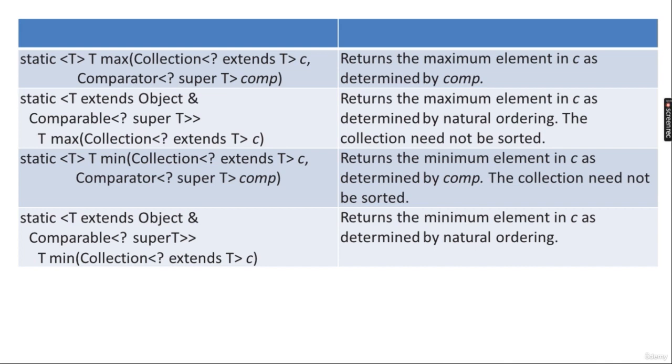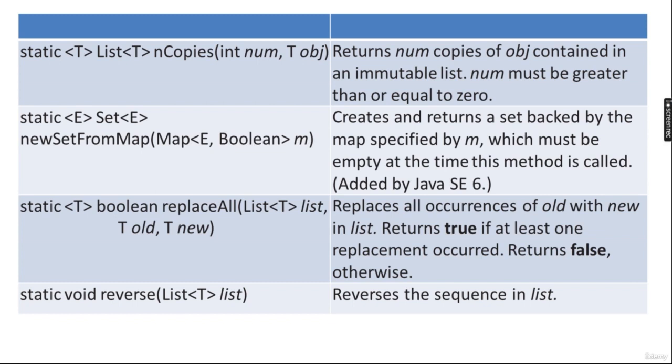static <T> T min(Collection<? extends T> C, Comparator<? super T> comp) returns the minimum element in C as determined by the comparator. The collection need not be sorted. static <T extends Object & Comparable<? super T>> T min(Collection<? extends T> C) returns the minimum element in C as determined by the natural ordering. static <T> List<T> nCopies(int num, T obj) returns num copies of obj contained in an immutable list. The num must be greater than or equal to 0.